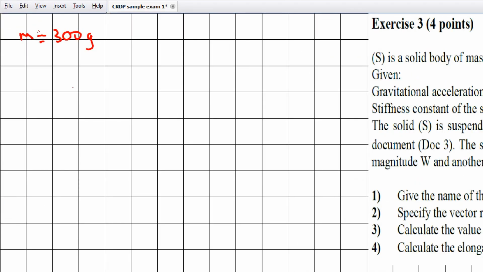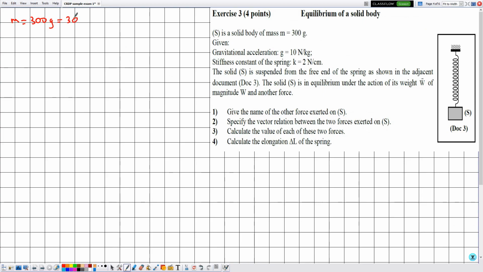Knowing that the gram is not the SI unit of mass, in order to convert from grams to kilograms, we simply divide by 1000. Then 300 divided by 1000, then the value of the mass in the SI is given by 0.3 kilograms.